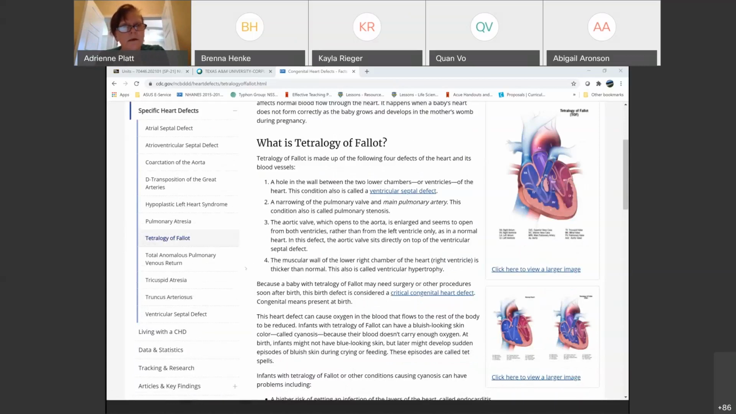Okay, let me see. Coarctation of the aorta. Is everybody kind of okay on the septal wall defects? Because I think those are easier to understand.